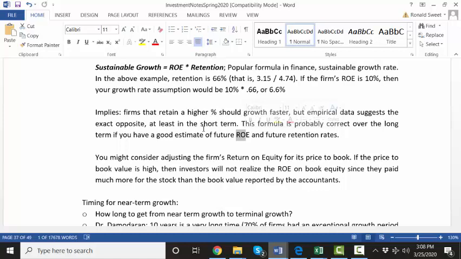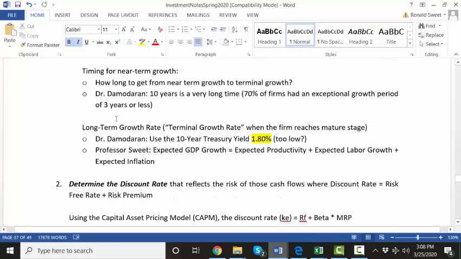And so short term, when you look at year by year by year, there's actually a negative relationship between retention and growth. So I think this is more of a long-term theory that firms should be able to grow in line with their return on equity times their retention, but more long-term factors. And then you have to think about the timing. If your long-term growth is going to equal whatever the growth of the economy is, and your short-term growth might be using the PEG ratio or using the sustainable growth formula, then how long does it take to get from that near-term growth to that terminal growth?